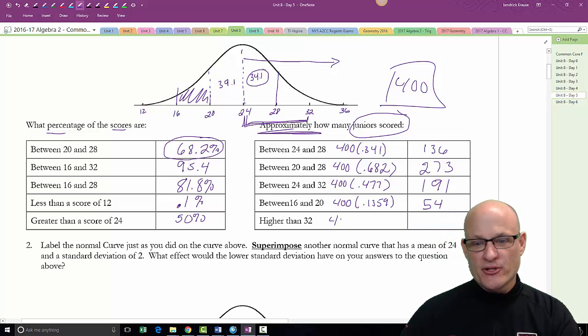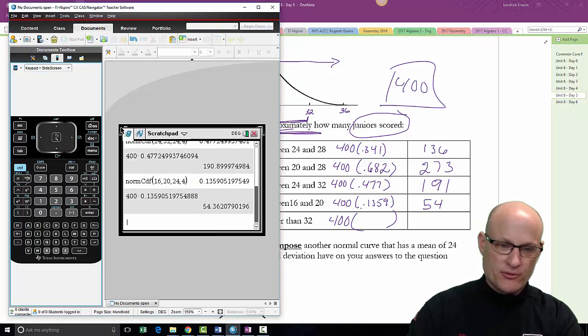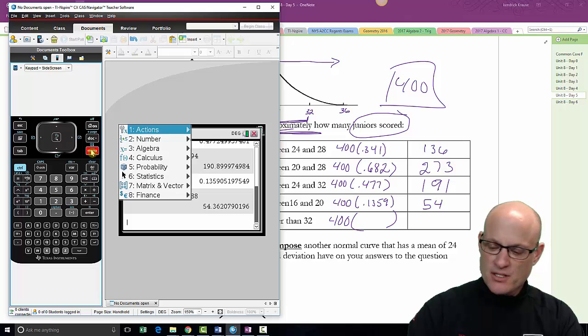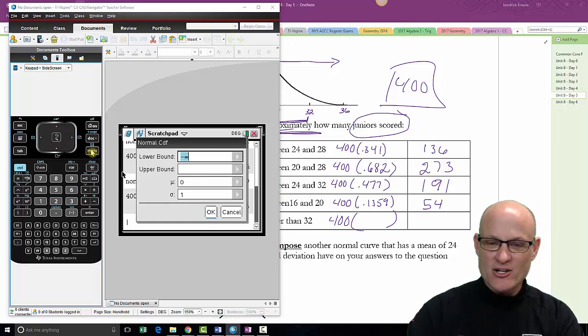Now, higher than 32. So I'm going to take 400, and I don't know what I've got to multiply by, but I want higher than 32. So menu, 652. Higher than what? Higher than 32. So 32 is the lower bound. Higher is going to be a lot of 9s. There's a whole bunch of 9s. Put as many 9s as you want. 24 and 4. And I click OK.